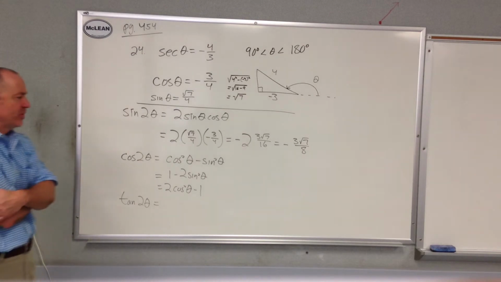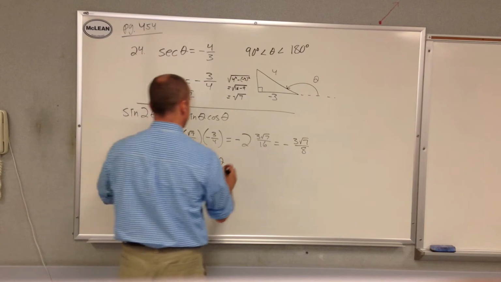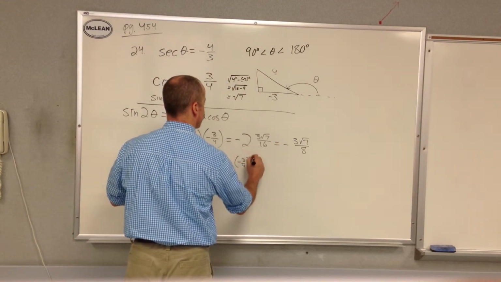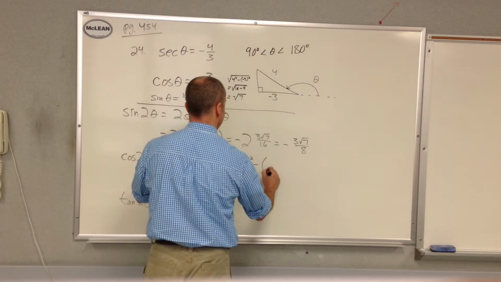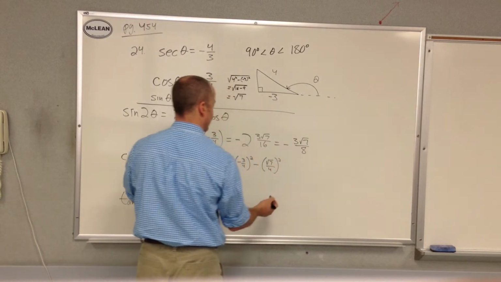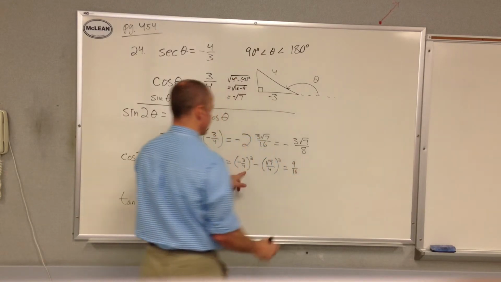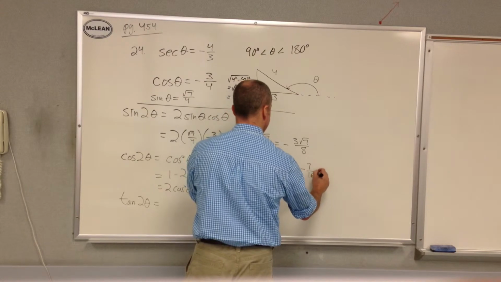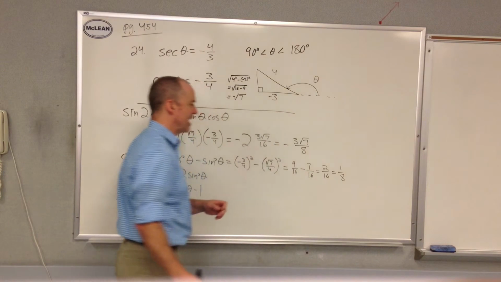Who has a preference? Which identity should you use? The top one? Yeah. Okay, good. So cosine squared is negative 3/4 squared, minus sine squared, in this case, is positive root 7 over 4 squared. So I'm getting positive 9/16 minus 7/16, so 2/16 or positive 1/8.